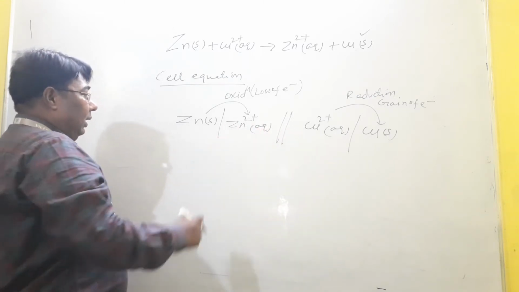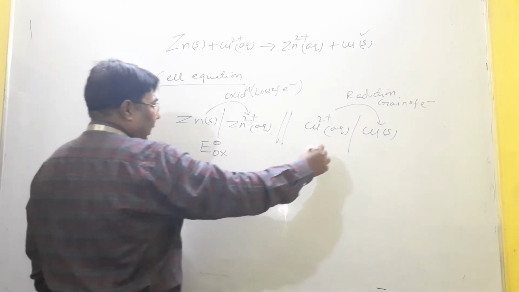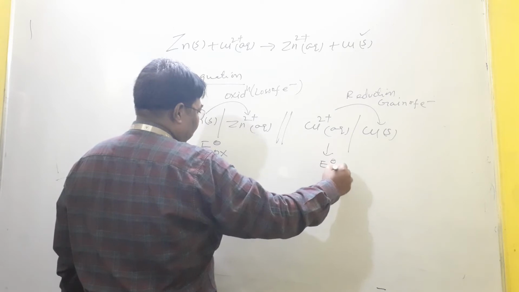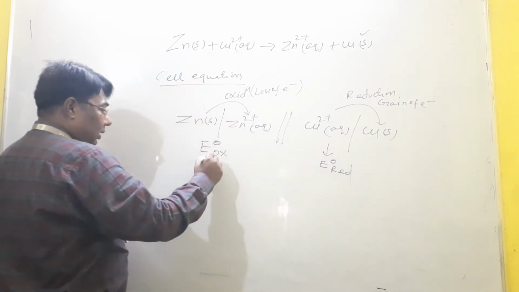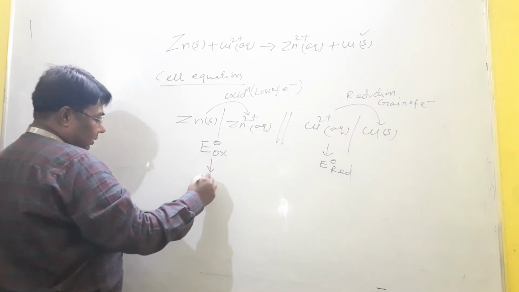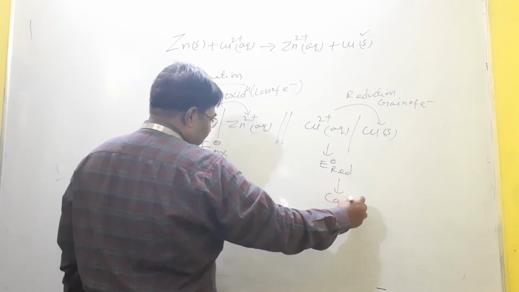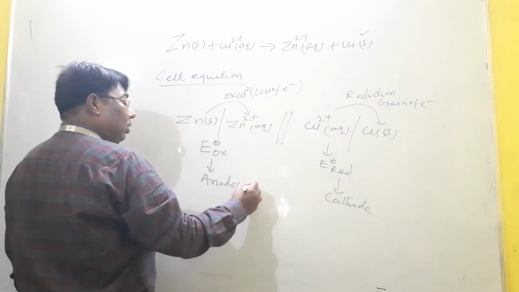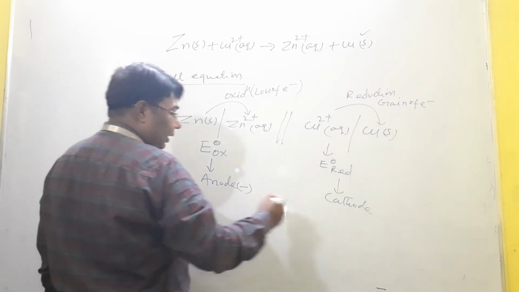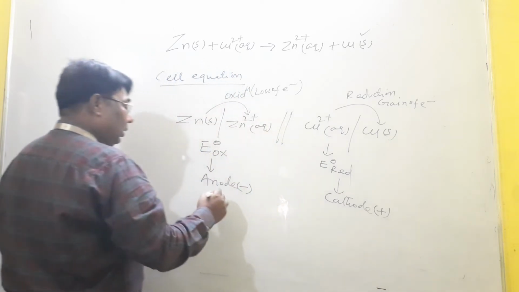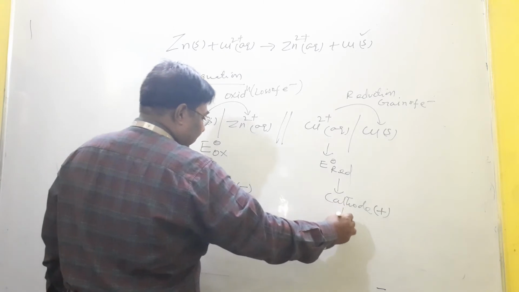Understand? And here develops E naught ox, here develops E naught red: standard oxidation potential, standard reduction potential. This acts as the anode, this acts as the cathode. In this, the anode is negative because electrons are released from it. That is why the anode is negative. Here the cathode is positive. The anode is always present at the left side, and the cathode at the right side.